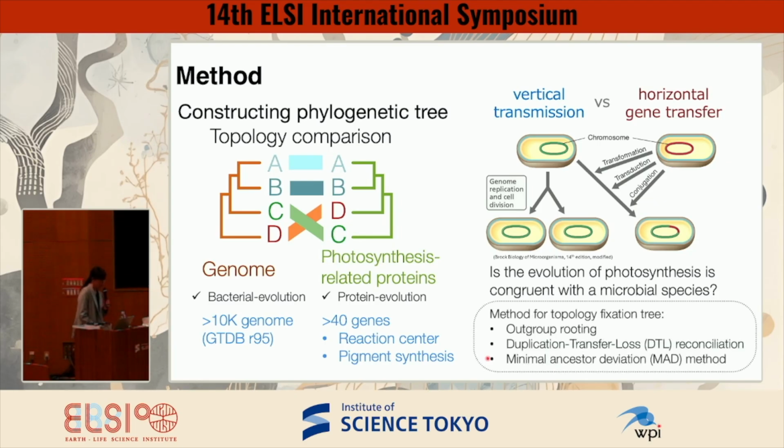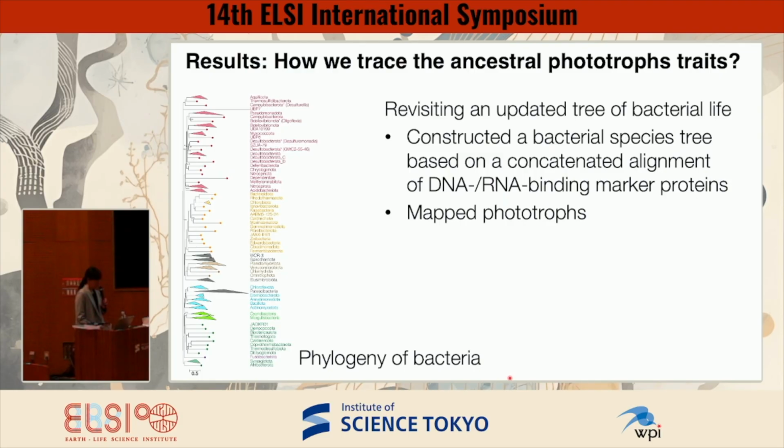To ensure reliable tree topology, we applied multiple rooting and reconciliation approaches, including outgroup rooting, duplication-transfer-loss reconciliation, and the minimal ancestor deviation method. Here are the first results, revisiting a phylogenetic tree of bacteria collapsed at the phylum level. Then we mapped groups that contain phototrophs onto the phylogeny.